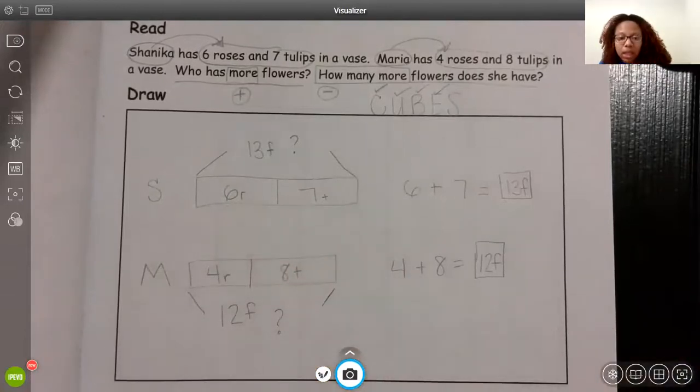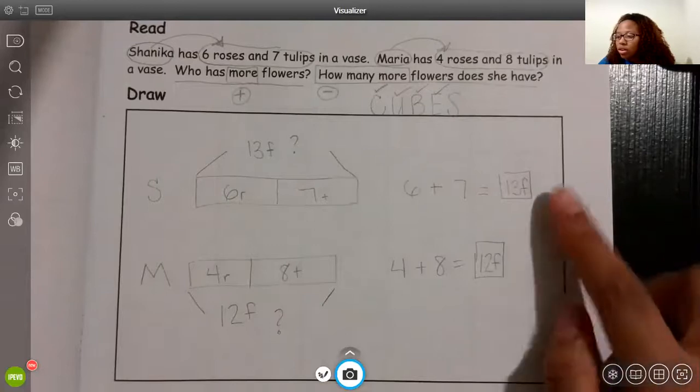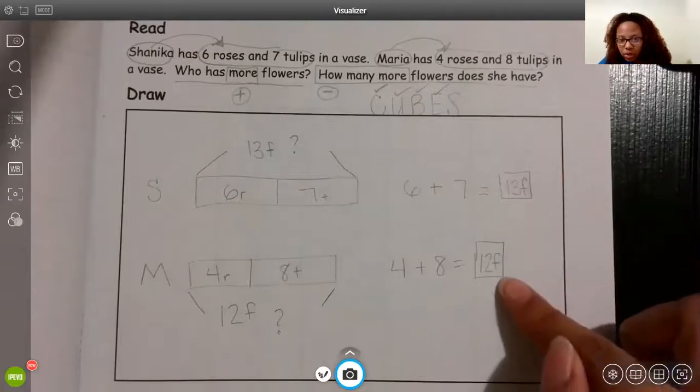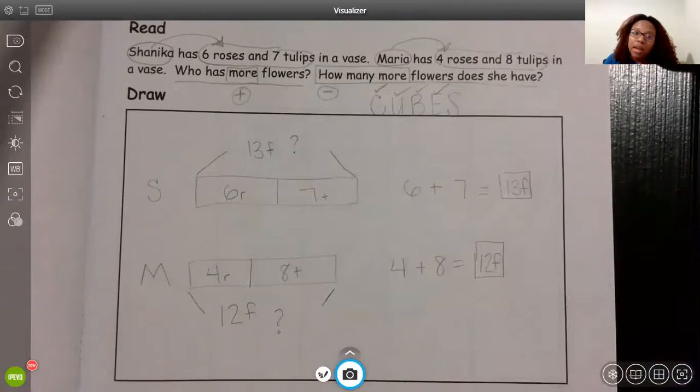So by looking at our number sentences, who has more flowers? Shanika has more flowers because 13 is larger than 12, so she has more flowers. Now we need to find out how many more flowers she has than Maria.